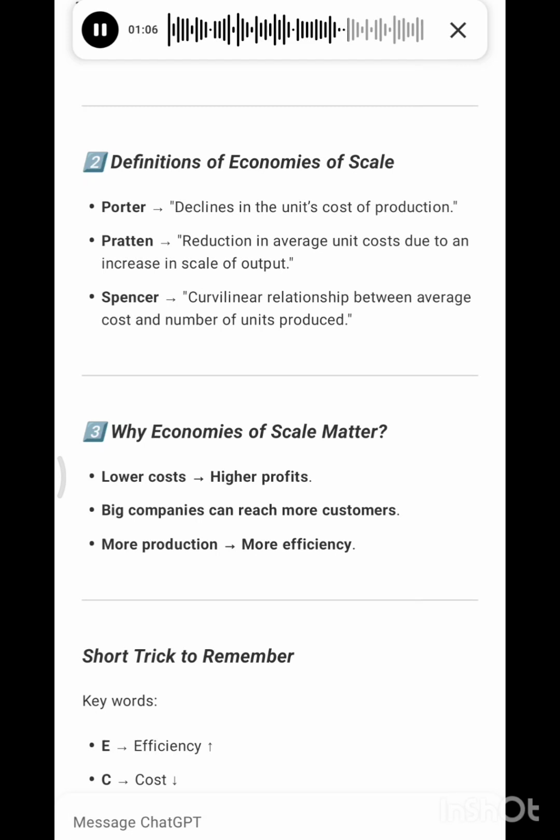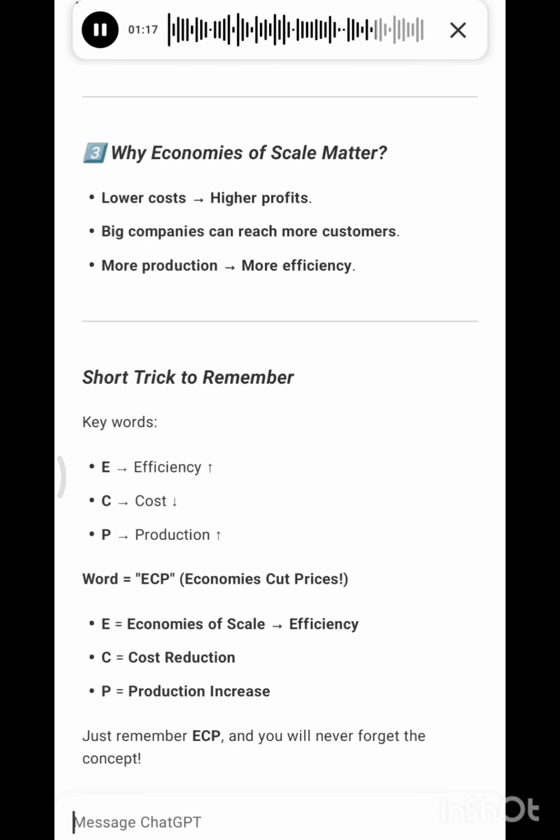Why economies of scale matter. Lower costs, higher profits. Big companies can reach more customers. More production, more efficiency. Short trick to remember. Keywords: efficiency, C, cost, production. Word ECP: economies cut prices. E equals economies of scale efficiency, C equals cost reduction, P equals production increase. Just remember ECP and you will never forget the concept.